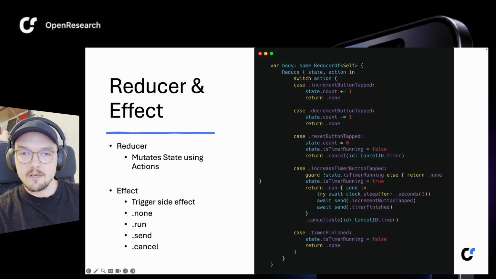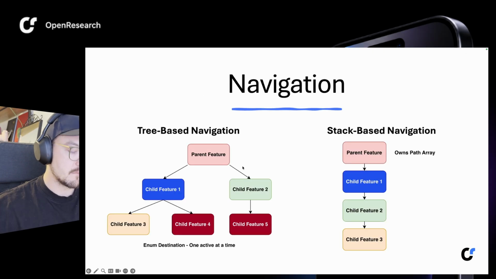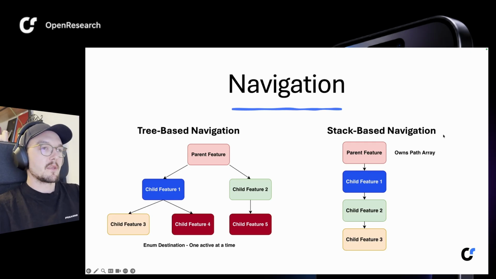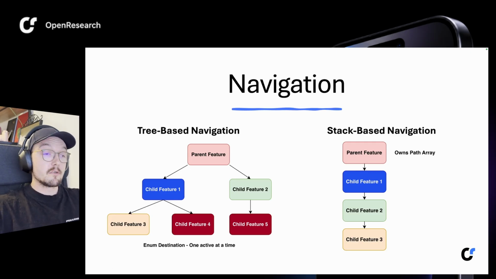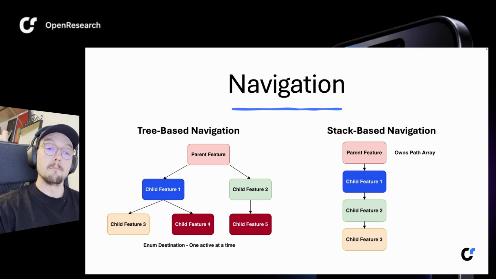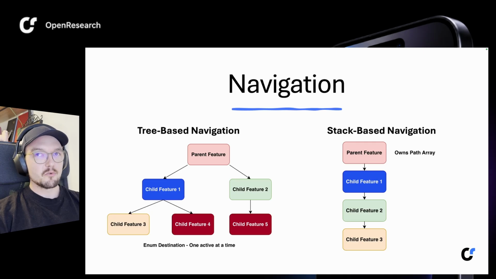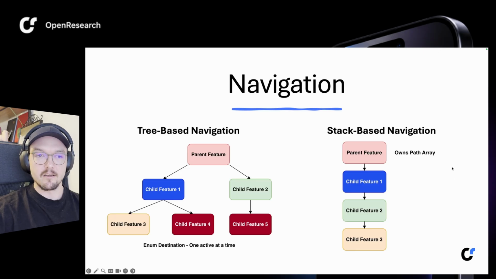Okay, this showcased the basic setup. Now let me go to the next topic I would like to talk about, which would be navigation. Navigation is also very important. In the beginning I said one of the main reasons why TCA was even started was because SwiftUI navigation was very broken in the beginning. And therefore they introduced their own way of navigation, and they support two different ways of handling the navigation. One would be a tree-based navigation and one would be a stack-based navigation.